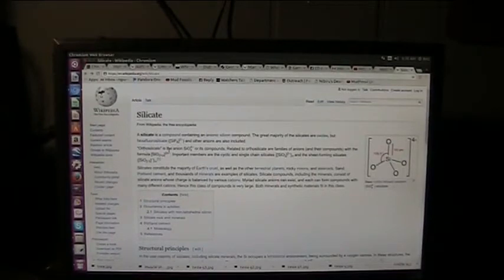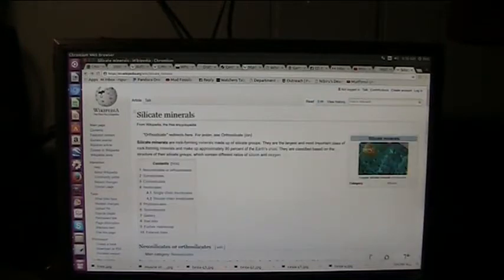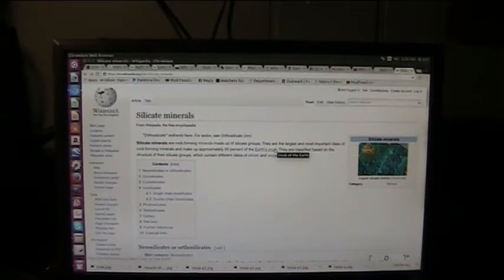This is an orthosilicate. Now, so what does that mean? Let's back it out further. What are silicate minerals? Well, silicate minerals are rock-forming minerals. They think they're rocks, but they're not. They're from life. Now listen to this. They're the largest and most important class of rock-forming minerals, make up approximately 90% of the Earth's crust. It's because the Earth is made out of creatures.